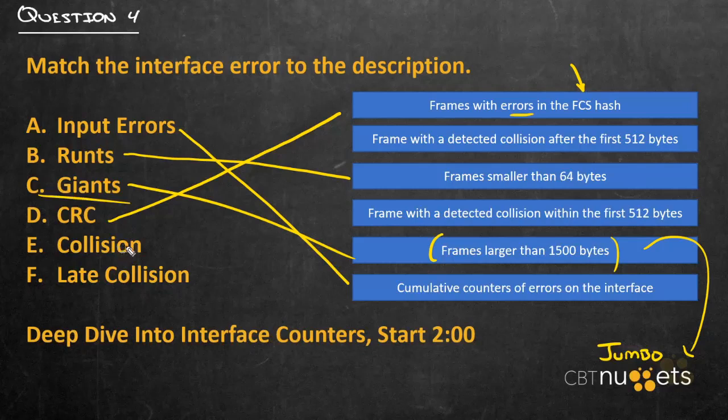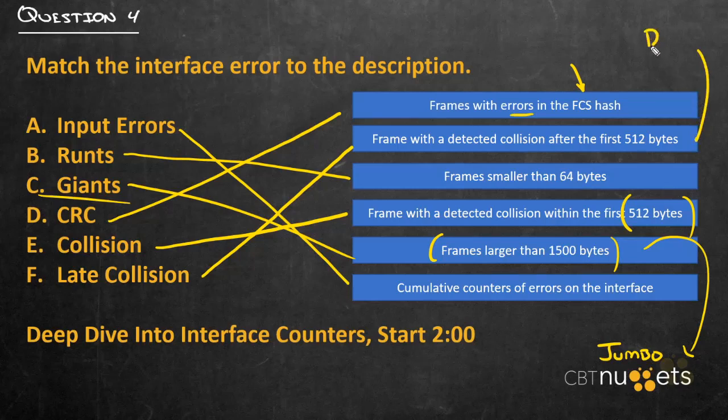Collision would be a frame with a detected collision within the first 512 bytes. Because of the way the timers work, that's what it should be. A late collision is where it happens after the first 512 bytes, which almost always indicates a duplex mismatch. So if you're hearing of slow network connections, do that show interface command, and if you see late collisions, you're almost guaranteed to have a duplex mismatch between point A and B.